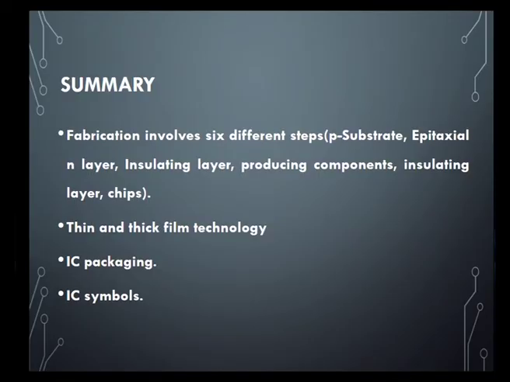The very first thing is that the P substrate is formed with the help of a cylindrical silicon material, which is going to be cut with the help of a diamond cutter. The diamond cutter will cut a very long, 25 centimeter long cylindrical silicon material. This will form a P substrate.